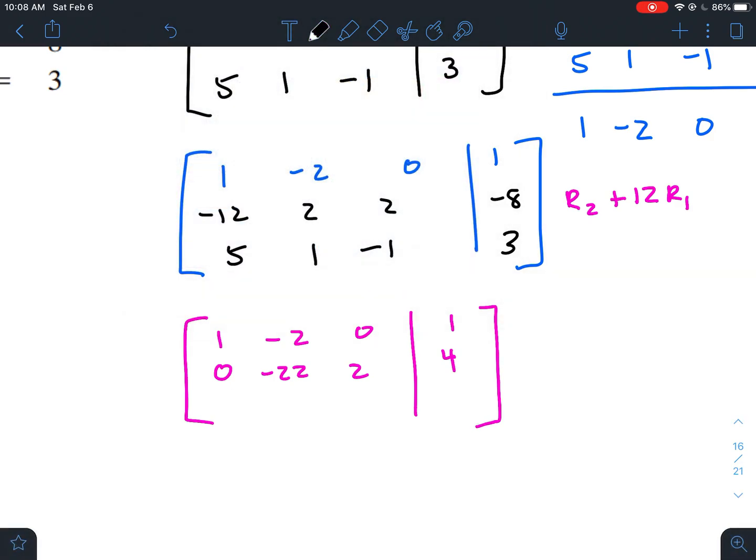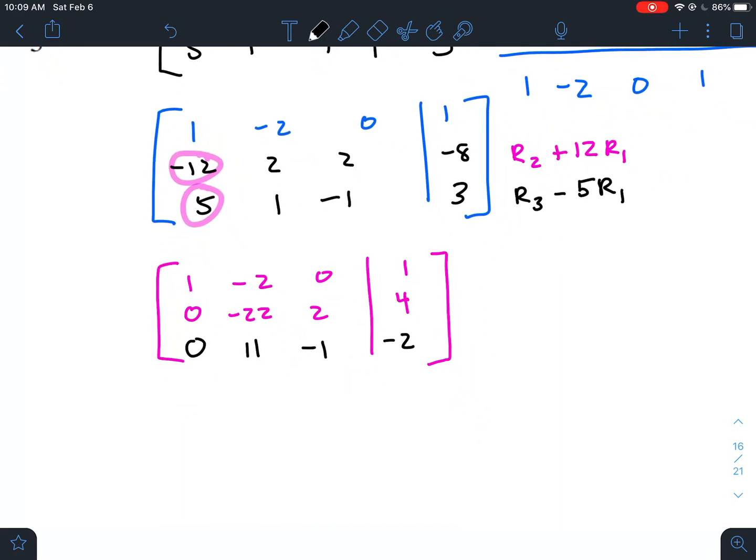And then if I wanted to get my third row to be a 0 in that first entry, so I need those two entries to become 0, I could do row 3 minus 5 times row 1, and that would make a 0 as that first entry. So row 3 minus 5 times row 1 would give me a 0. 1 minus negative 2 times 5, so 1 plus 10 would be 11. Negative 1 minus 0 is negative 1. 3 minus 5 is negative 2. And there we go. Now I need a 1 in the second row, second item.